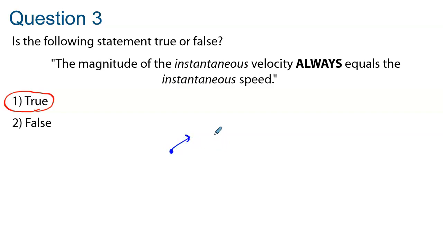There won't be any time for the object to turn. When we have a difference between displacement and distance, it's because the displacement is a straight line while the distance can be curvy. But in here, at one moment, the two will be parallel, will be together. So in that case, it is true that the magnitude of the instantaneous velocity will be equal to the instantaneous speed. All right, next question.